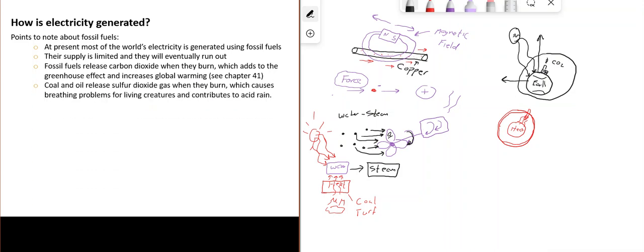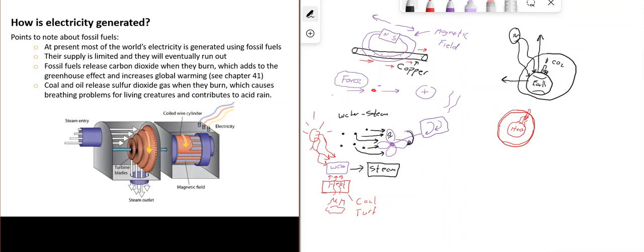Coal and oil release sulfur dioxide gas when they burn, which causes breathing problems for living creatures and contributes to acid rain. So again, the burning of these fuels puts this sulfur dioxide gas into the atmosphere, which causes breathing problems for living creatures, and it forms a chemical reaction so that when it rains, it generates what's called acid rain, and that can have a massive impact on wildlife. It can corrode corals and things like that.